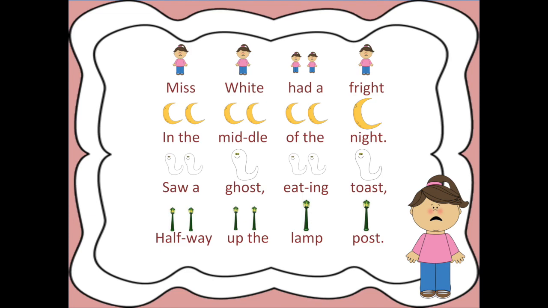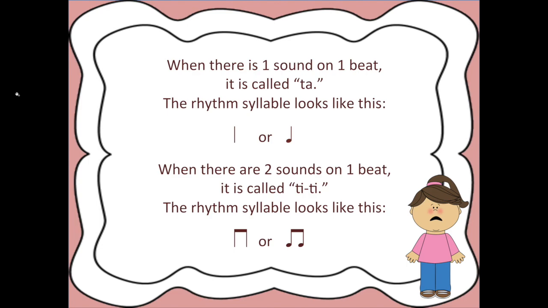1, 2, ready. Miss White had a fright in the middle of the night. Saw a ghost eating toast halfway up the lamp post. Nice job. When there is one sound on the beat, it is called ta. The rhythm syllable looks like this. In the music room, I write ta as a line. But if we are reading music and putting it on the staff, you need a note head. That tells you which note it is meant to be on the staff.